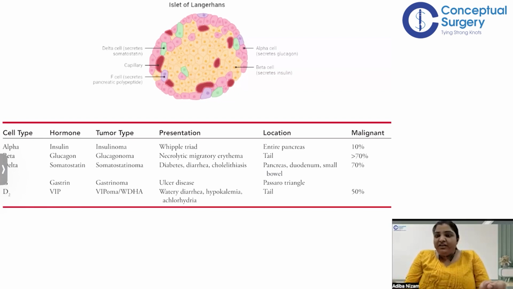So when we have these cells, the tumors that arise from these cells are called islet cell tumors. They used to be called islet cell tumors, and we have the name of the tumor, neuroendocrine tumor, based on the cell of origin and the product that it will be secreting. So we have insulinomas, glucagonomas, somatostatinoma, gastrinoma, VIPoma, depending on what the peptide is being secreted.